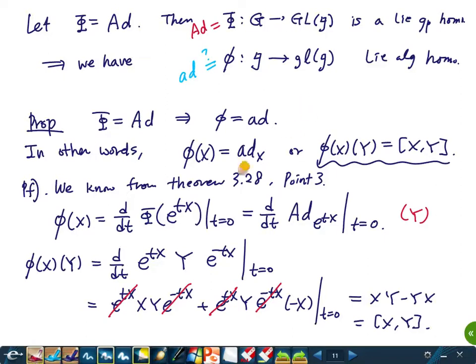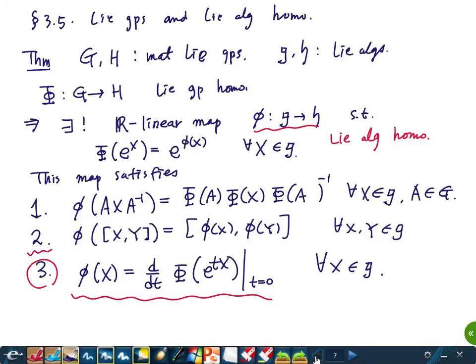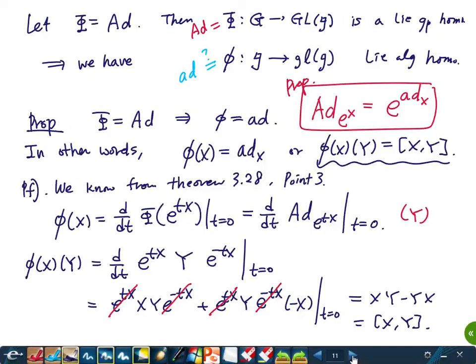Or equivalently, in other words, Ad of e to the x equals e to the ad x. This is true. So also a proposition. Let's go back to that just real quick. Because of this, I'm just rewriting this using the adjoint maps. It just follows from that.